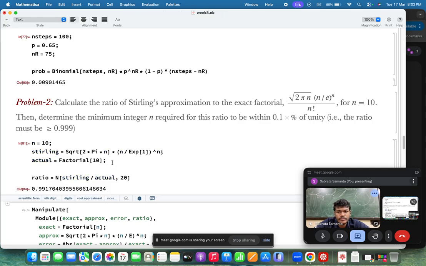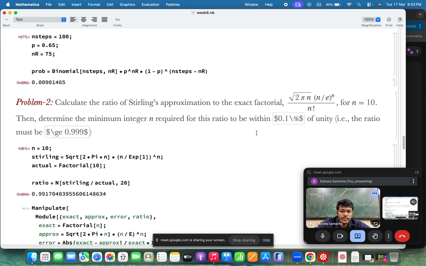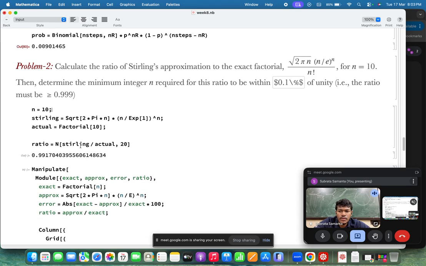So, you see 0.9917, right. That is not within this. That does not satisfy these conditions. It is not greater than 0.999, it is basically less than 1. That means you increase n. So, n equals 10 is not good for these approximations within this accuracy. Let us do it for various values of n.